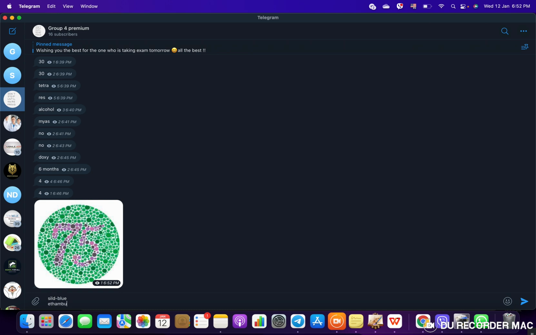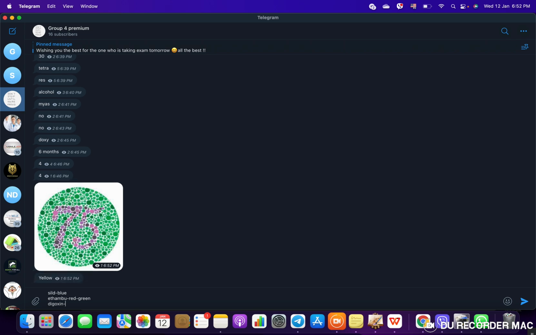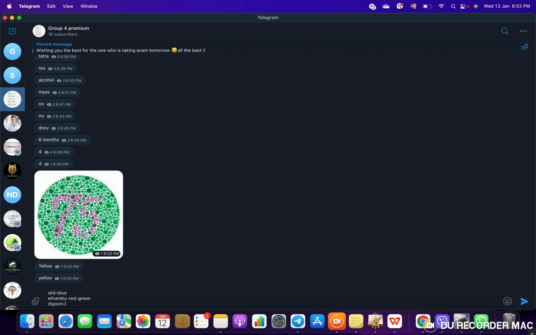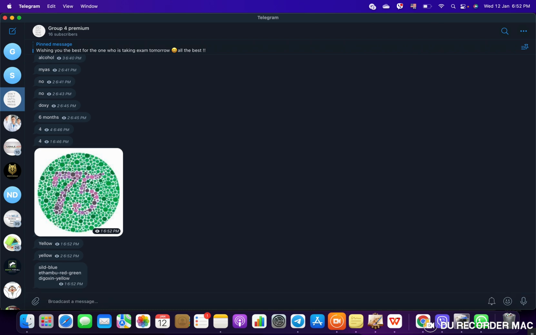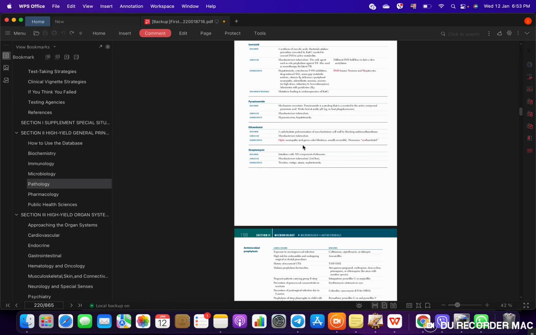Ethambutol leads to basically a red-green problem, yeah? Okay, when we speak about digoxin, does anybody remember the color that digoxin leads to in the vision? Anybody know? Yep, it was yellow. Okay, good. So this is all of the ones you have to know for the USMLE. So optic neuropathy leading to this problem.